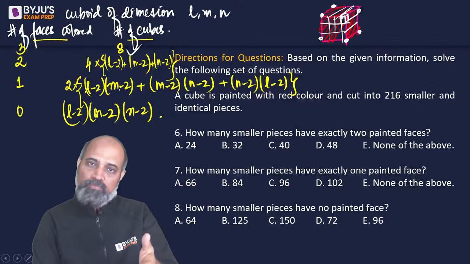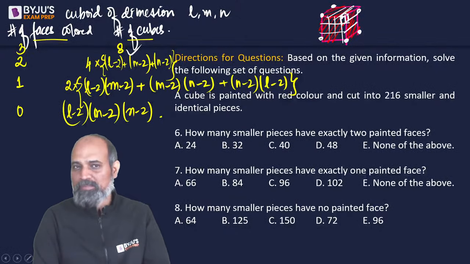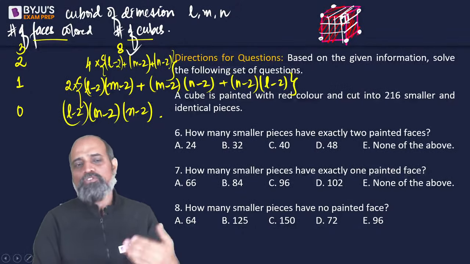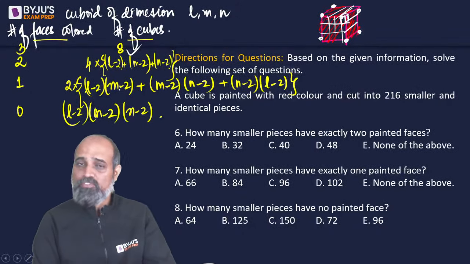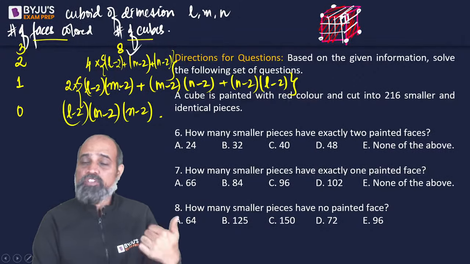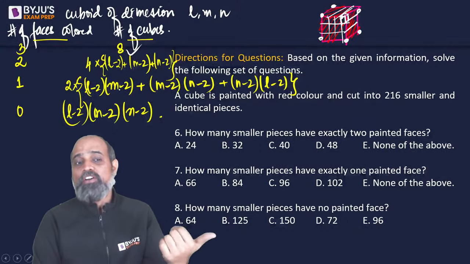If it's a cube, what is a cube? A cube is a cuboid with the same dimensions. So LMN की जगह तीनों को n लिख दो आप. So your formula becomes 8 for 3 faces colored. It becomes 12 times n minus 2, which is for two faces colored.